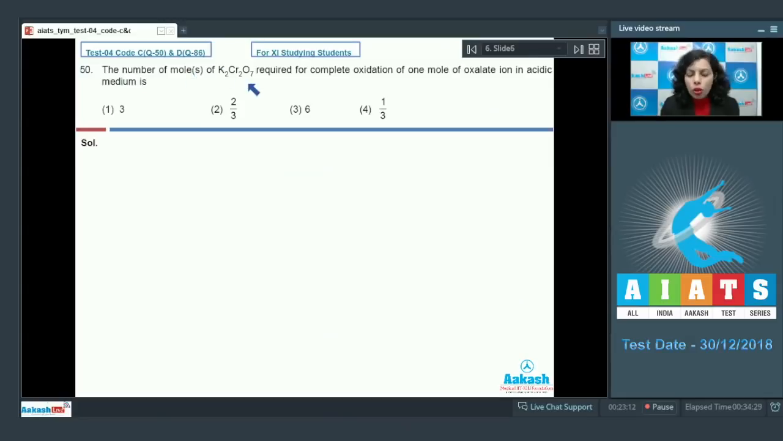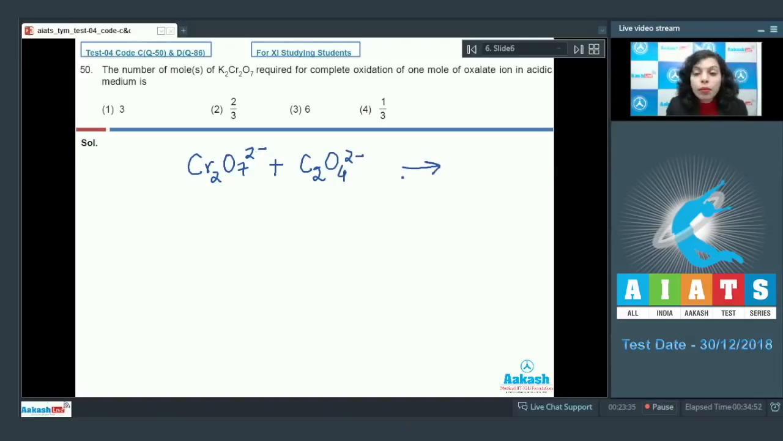The number of moles of K2Cr2O7 potassium dichromate required for complete oxidation of 1 mole of oxalate ion in acidic medium is. So in this particular case, we have dichromate ion. These are used to oxidize oxalate ion. Medium is acidic medium, so it's forming. This is the equation. We have to balance this also.